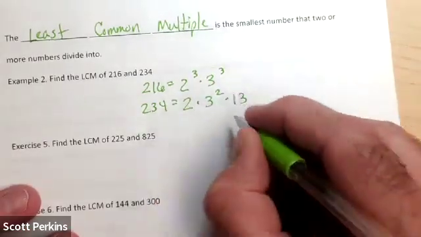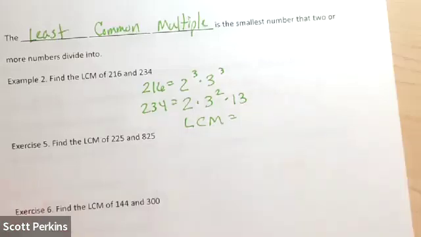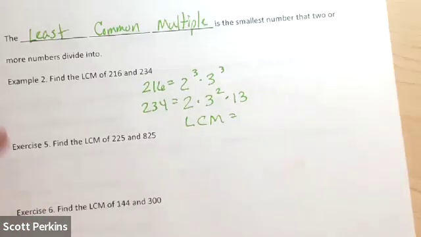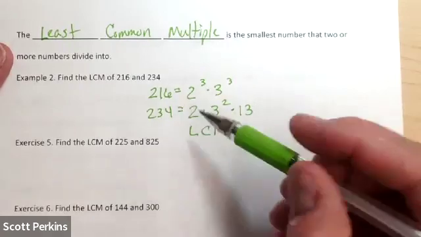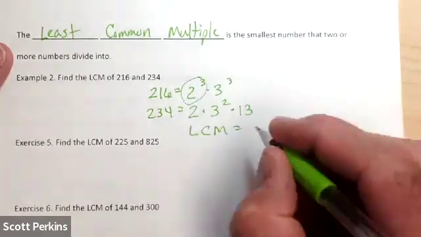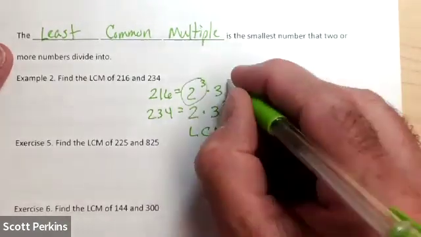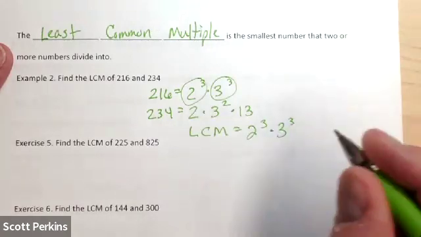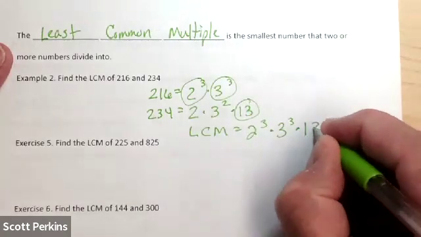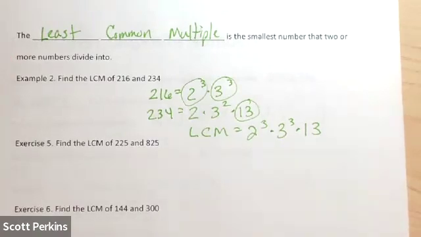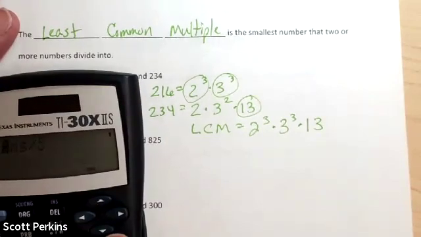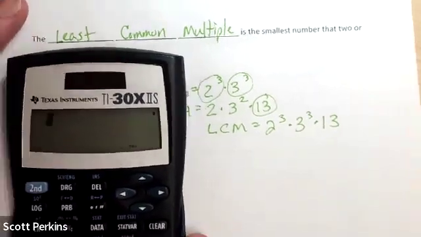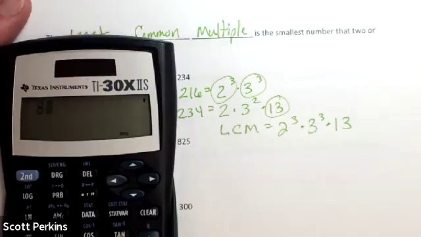Now I'm finding the least common multiple, the LCM. So what you do for the least common multiple is you take every factor you see and you take the most of it. So I see a 2, I'm going to take 2 to the 3rd. I see a 3, I'm going to take 3 to the 3rd. And then I see 13, so I'm going to take 13. And that is going to give me the lowest number that both 216 and 234 can divide into. So let's see what that number is. 2 to the 3rd is 8, times 3 to the 3rd is 27, times 13.